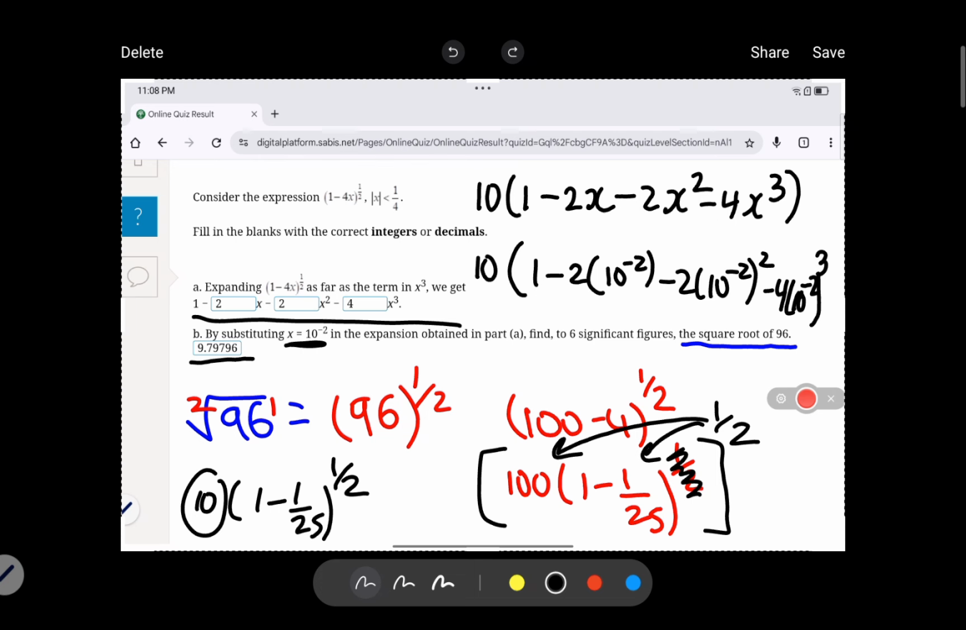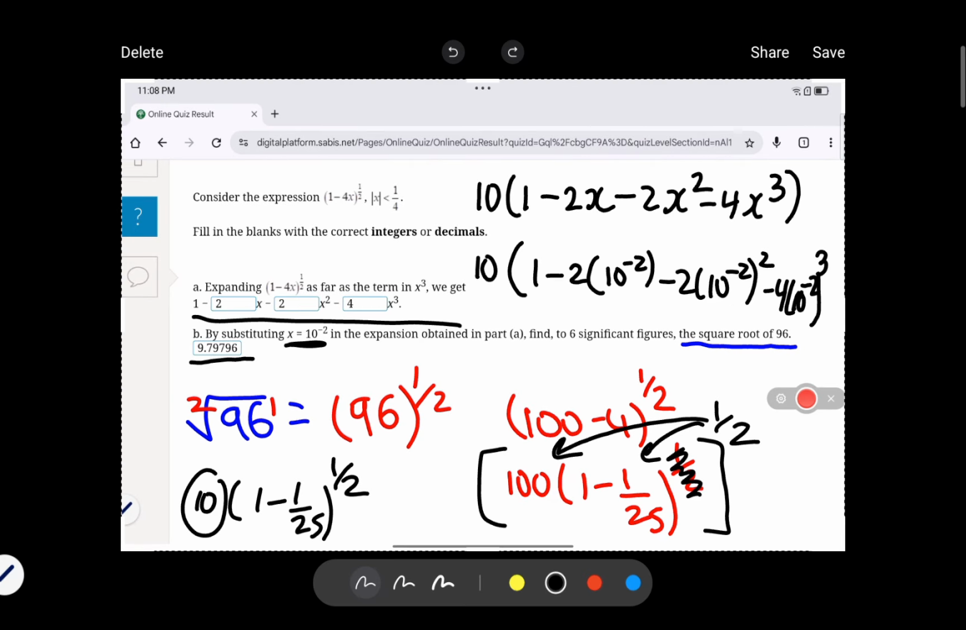So if it's this to the power of 2, that's fine, like you put it outside, but this has to be inside. Yes, you will get 9.79796. You will get that exactly. And they said to 6 significant figures, it is.